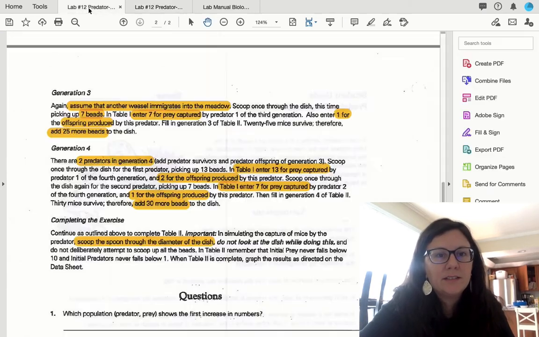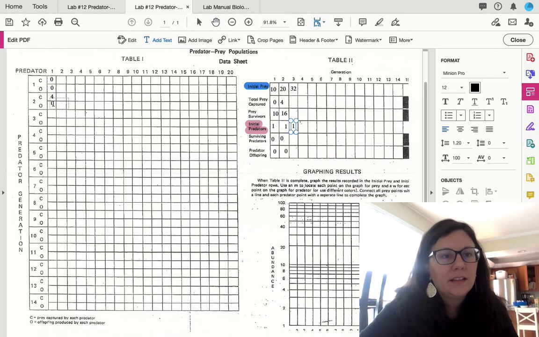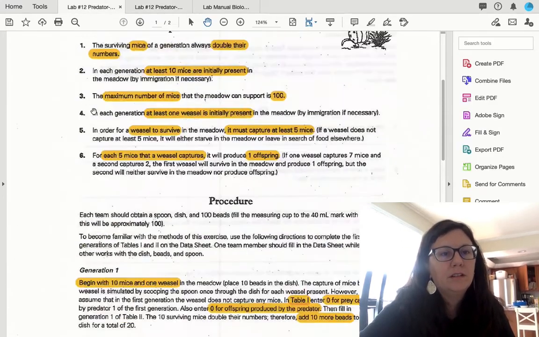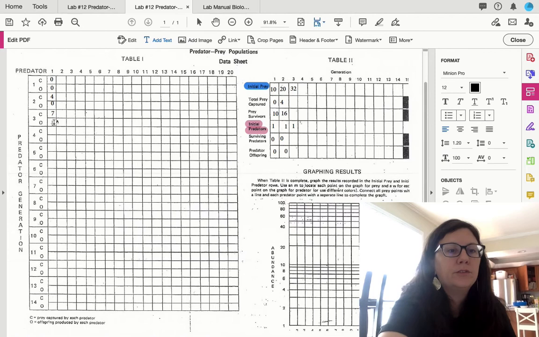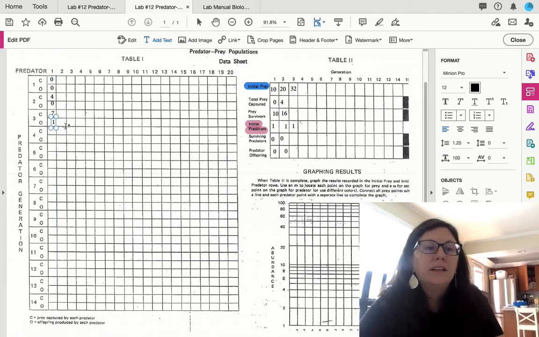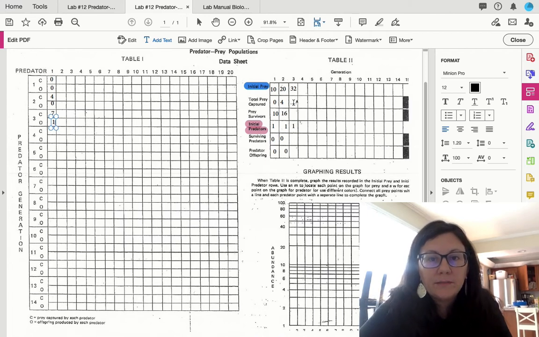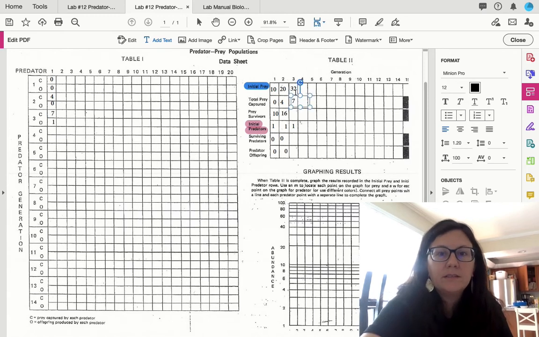I think they said 7 gets scooped up. Yep, so 7 mice. So under the captured, you have 7 mice captured. Under offspring, if you recall, based on the assumption, for each 5 mice that a weasel captures, it will produce 1 offspring. So it can produce 1. If it had 10 to 14, it could produce 2. So over here, the total mice captured was 7, so we're going to put 7 into this box.